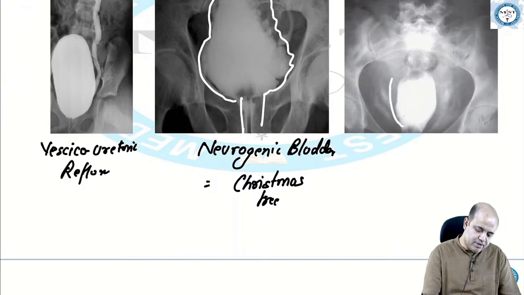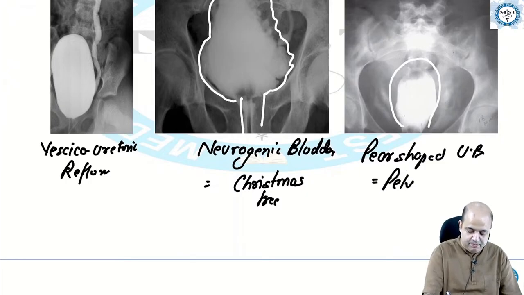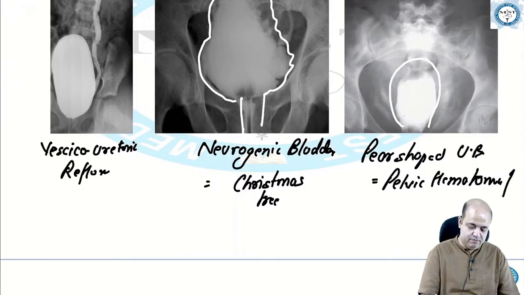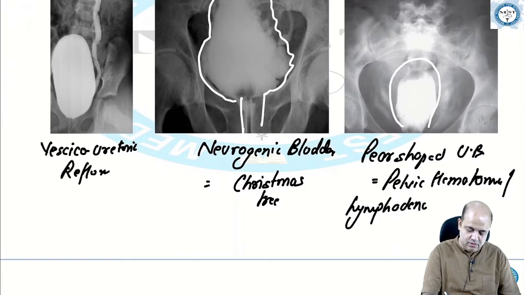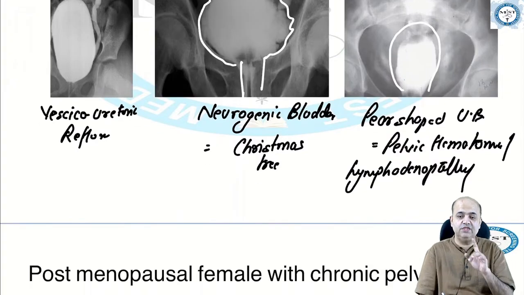Here the bladder is appearing like a pear. This is a pear-shaped bladder. This is a feature of pelvic hematoma, or anything which is compressing onto the urinary bladder. It can be because of lymphadenopathy. If it is in the setting of trauma, it is a pelvic hematoma. If it is in the setting of a chronic condition, it is lymphadenopathy.